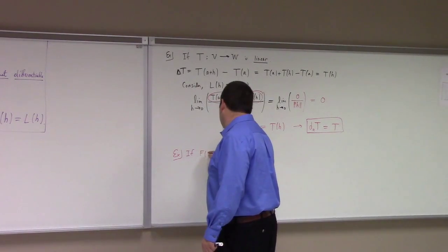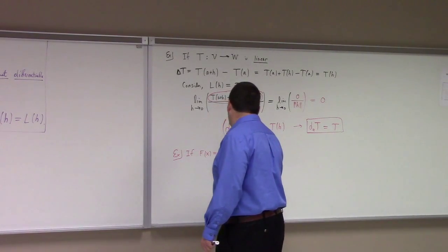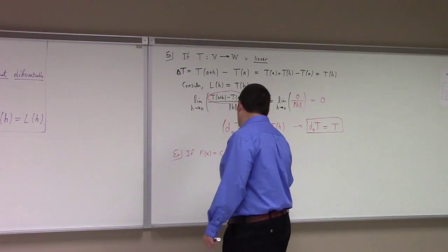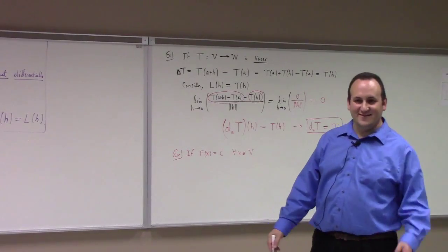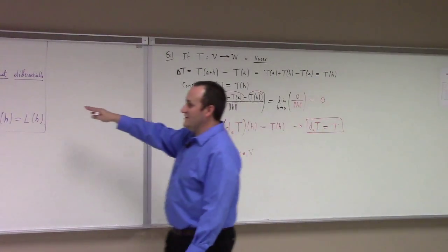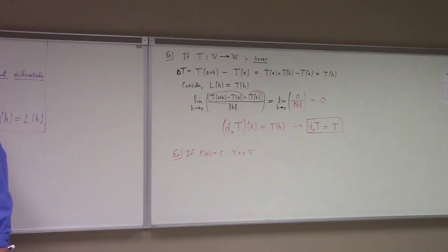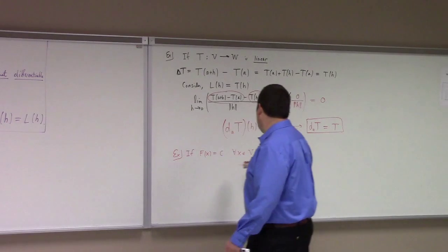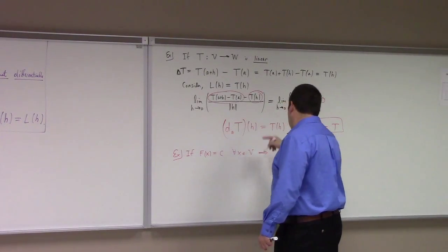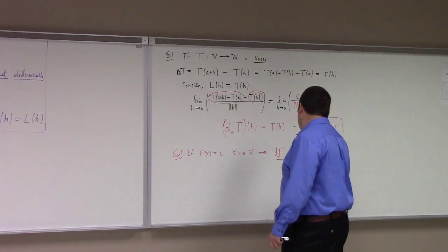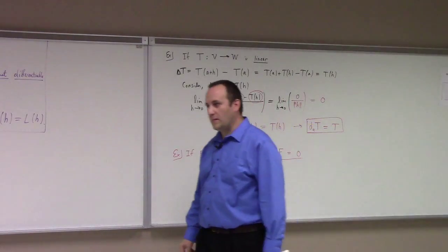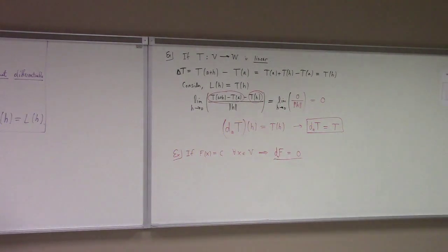How about if f of x is just equal to a constant for all x in V? What's the derivative then? 0, right? Because you can plug it in, constant minus constant, same limit, 0 over 0. Again, you can sort through the definition. You get that the differential at any point A of the constant is just equal to 0. What other things are generically true?